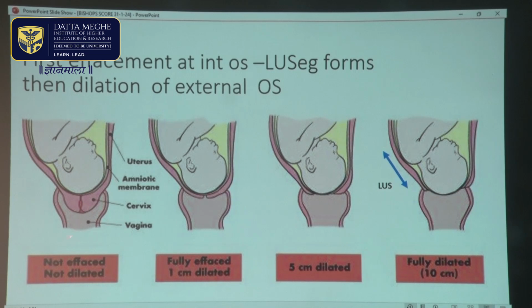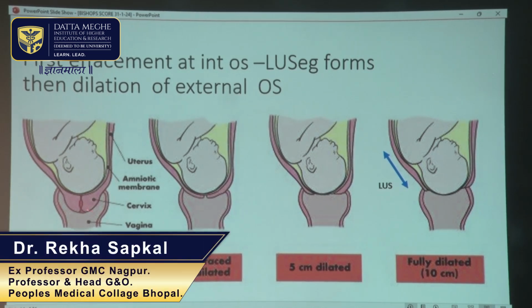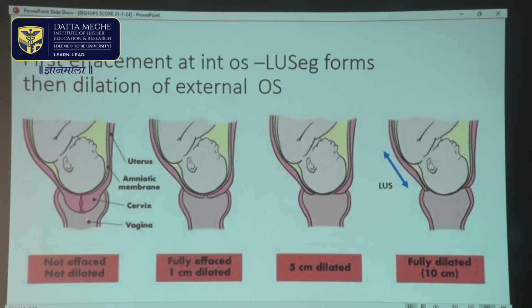In these cases, we have described how the dilatation and effacement progresses. Not effaced and not dilated. So, cervix will be long, approximately 3 to 4 centimeter in length, and internal os is closed. So, not effaced, not dilated cervix.